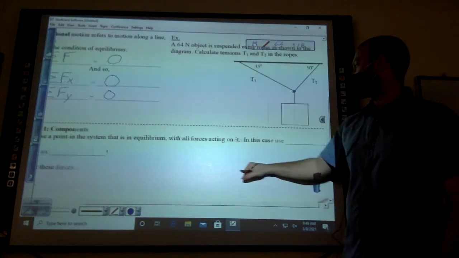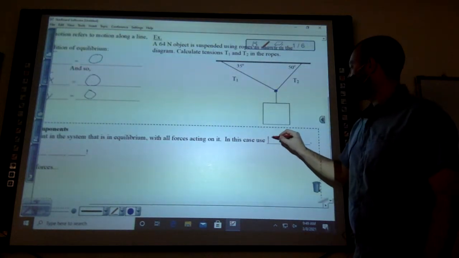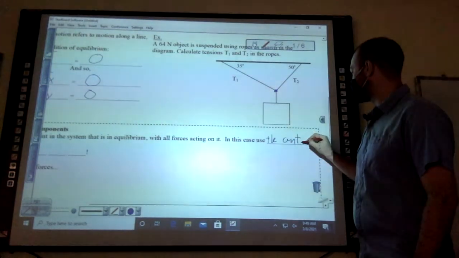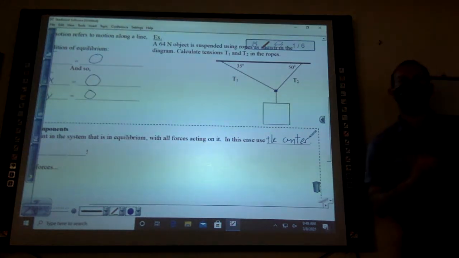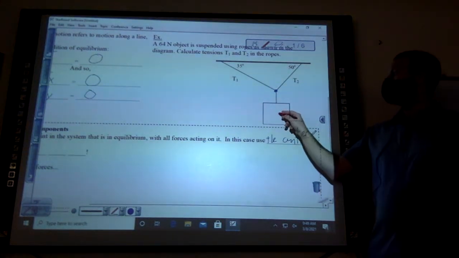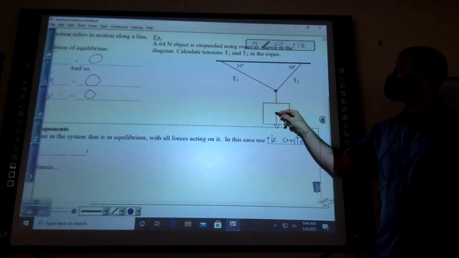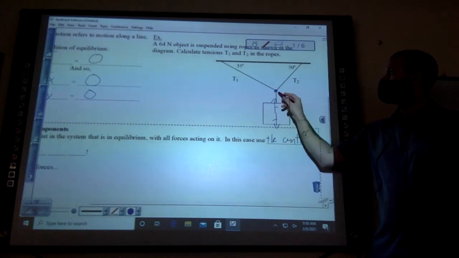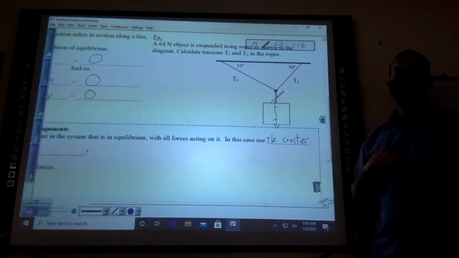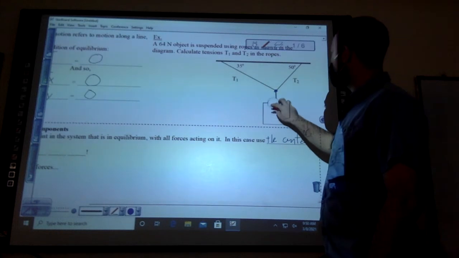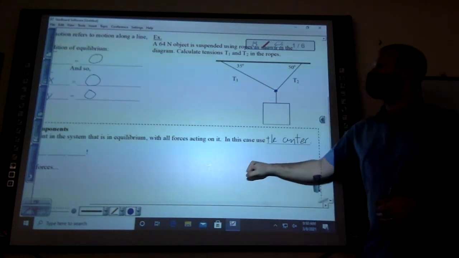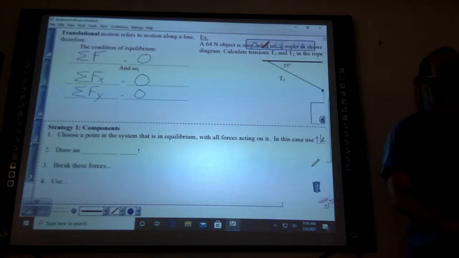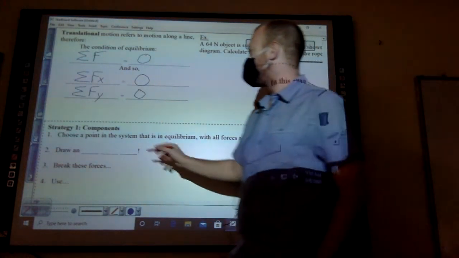So choose a point that's where all the forces are. In this case, let's just call this the center. Looking at this object, FG, tension, it's not moving. These are equal. So therefore here the tension going down is just equal to FG. All right, so that's the first thing. Next, any guesses what we're going to do next? Free body diagram.